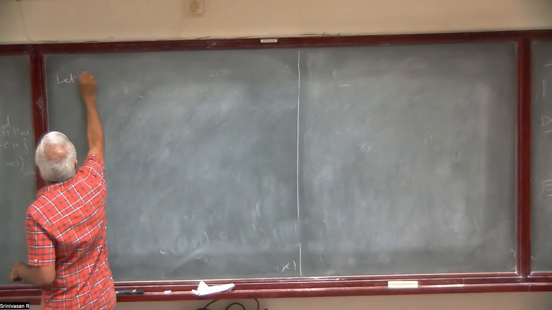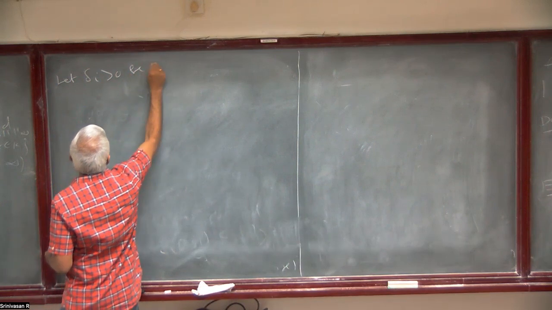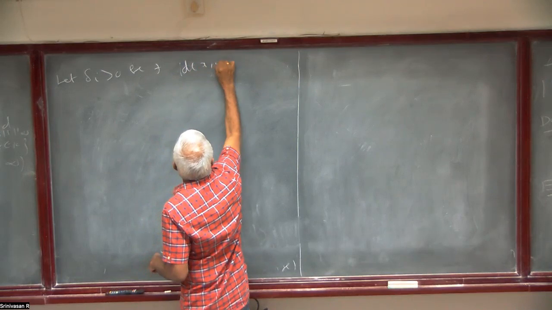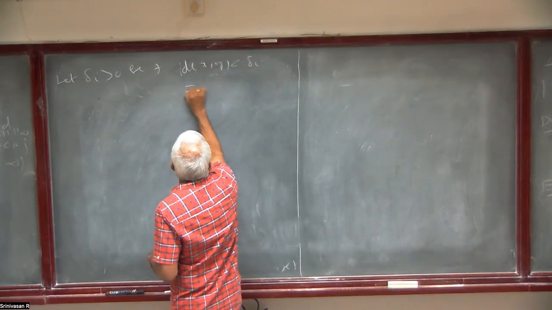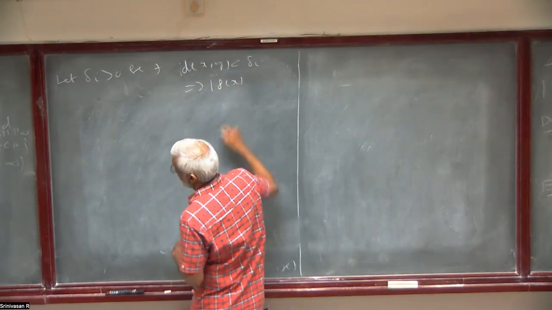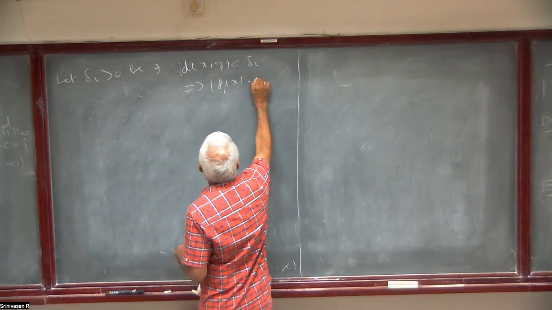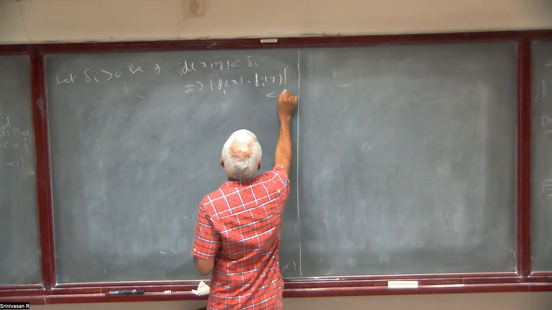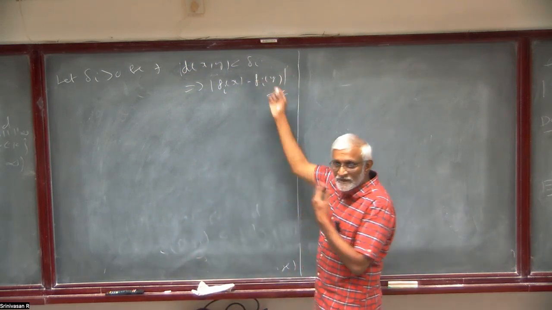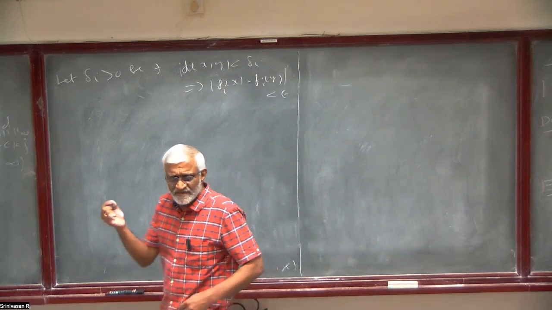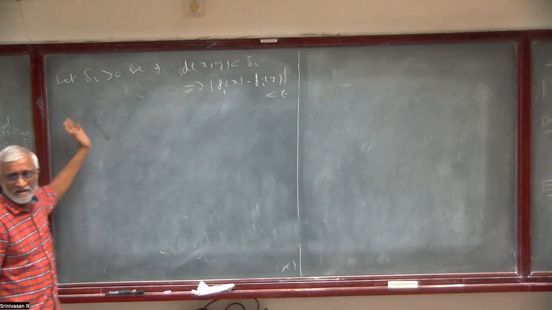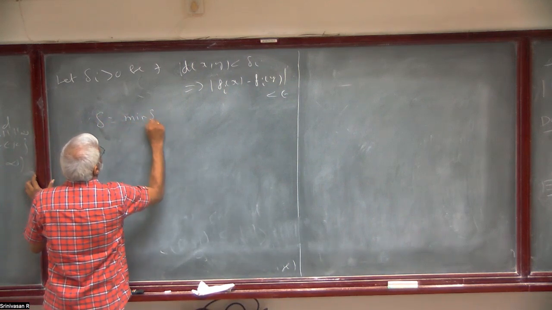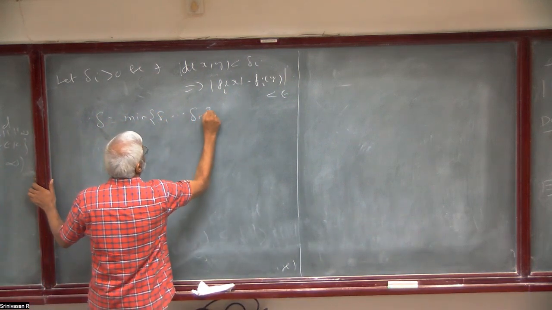So let delta_i greater than 0 be such that d(x,y) less than delta_i implies |f_i(x) minus f_i(y)| is less than epsilon. You choose a delta_i like that. For each f_i, they are all uniformly continuous. Now delta equals the minimum of delta_1 up to delta_n, there are only finitely many of them.